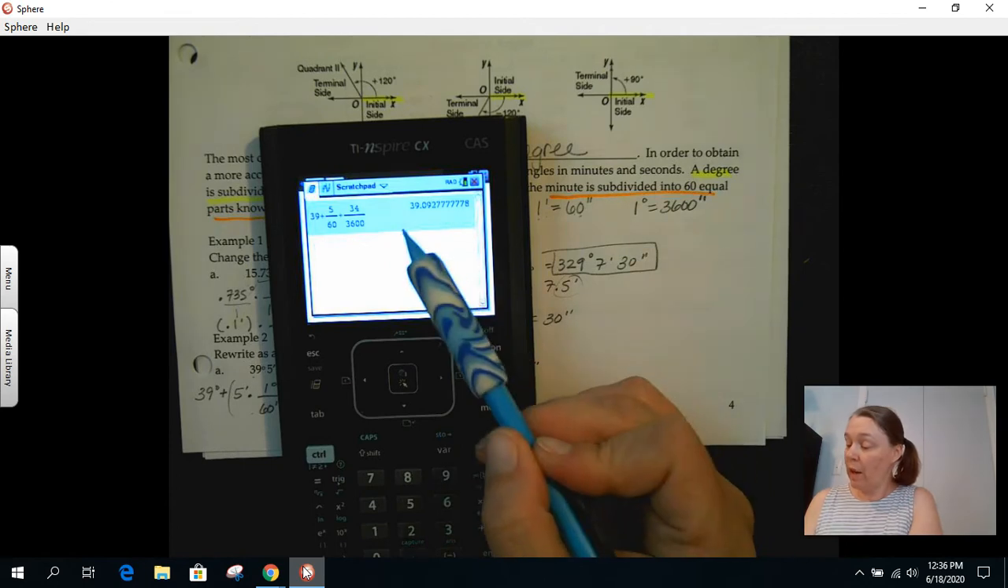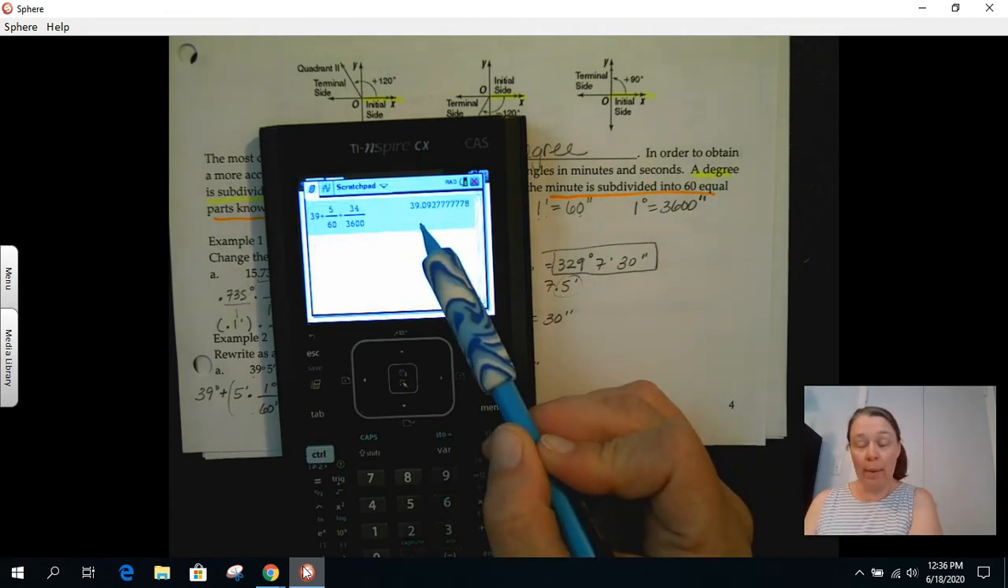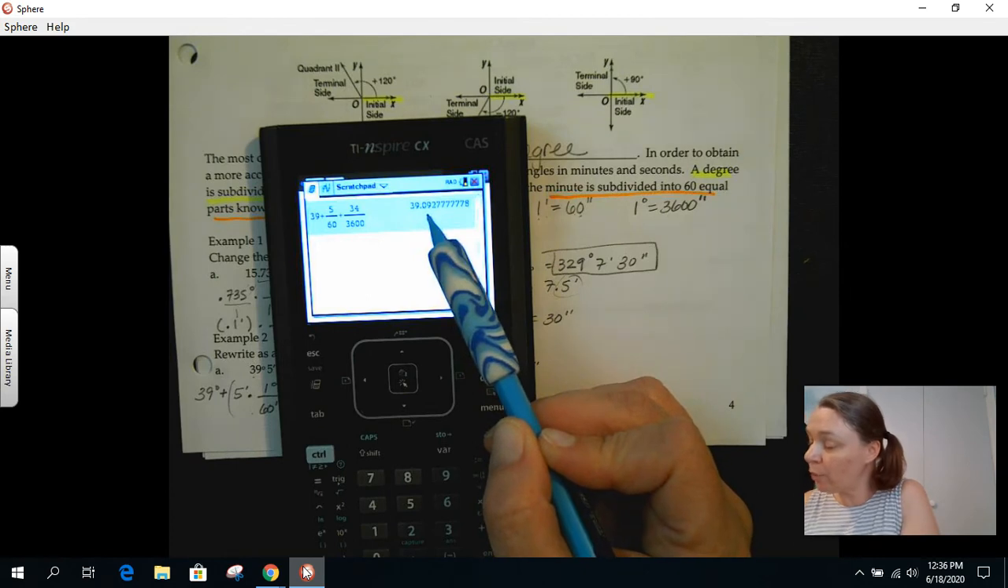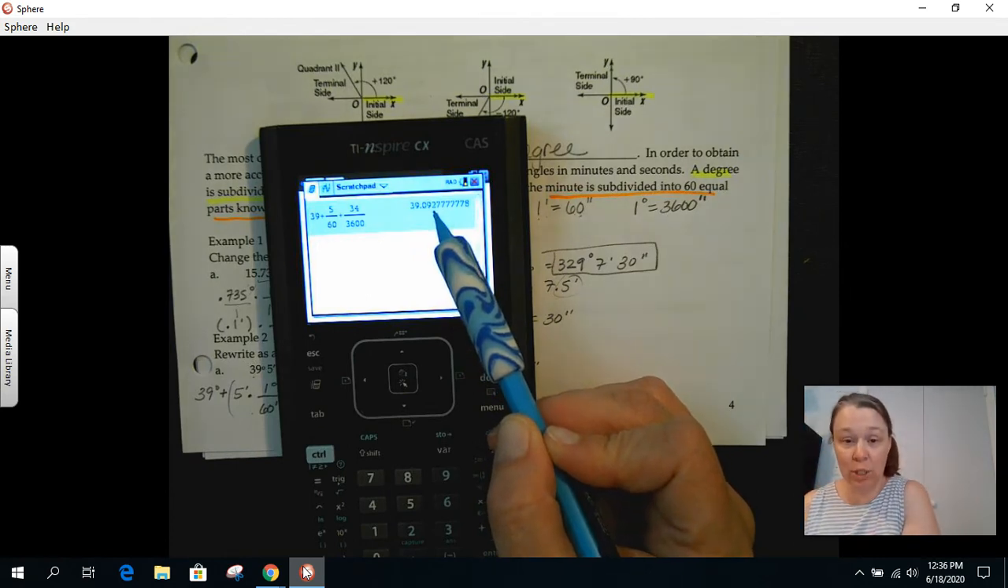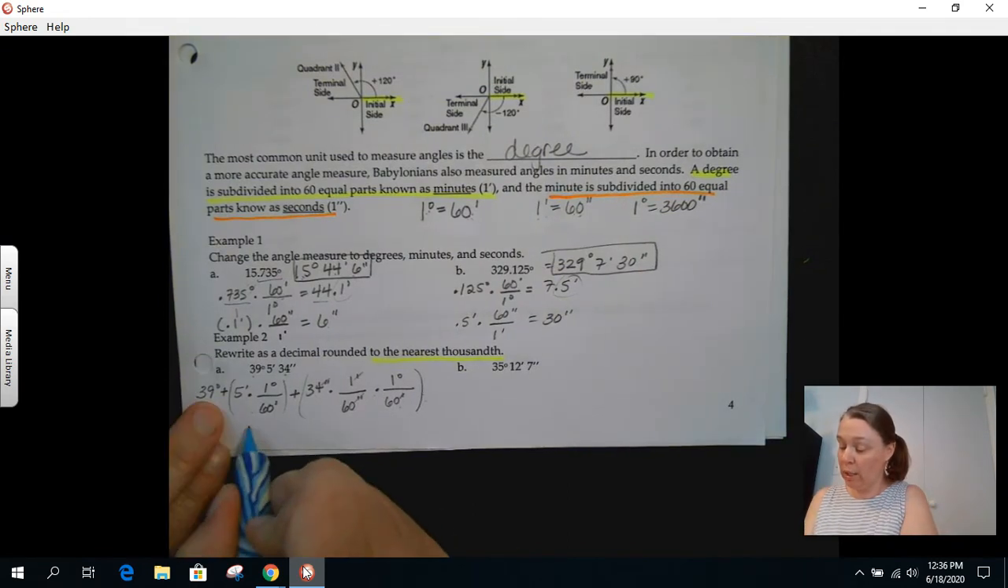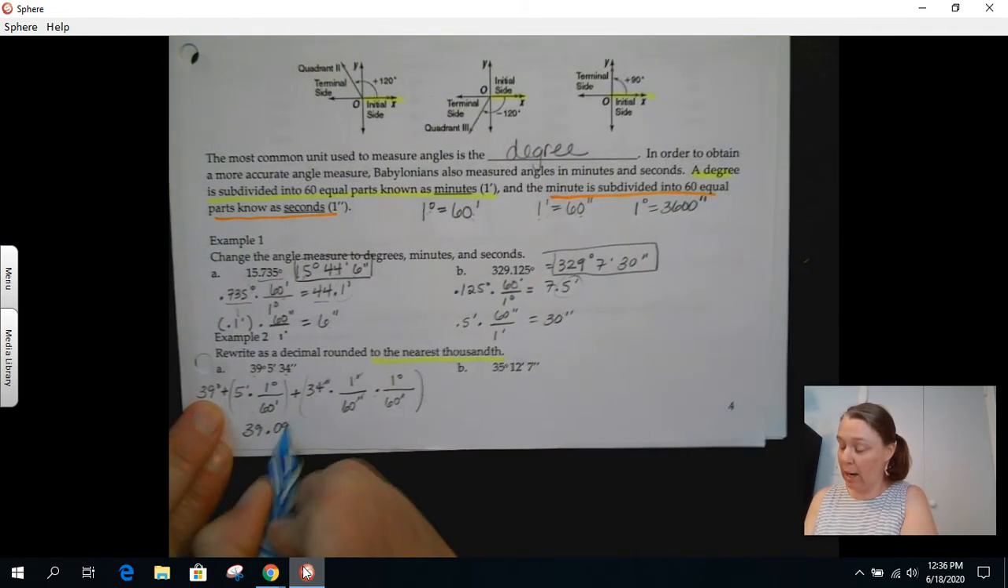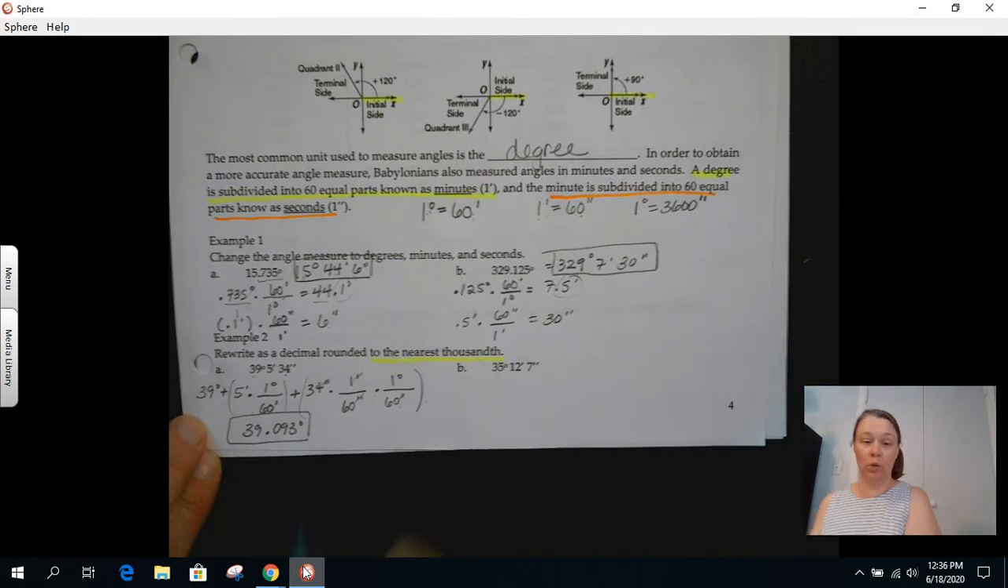All right, so then I have 39 point, and remember I want to go to the nearest thousandth, so 0.092, but then I have to look at the number past the 2, which is a 7, which bumps the 2 to a 3. So then this is 39.093 degrees. Okay, so try part B.